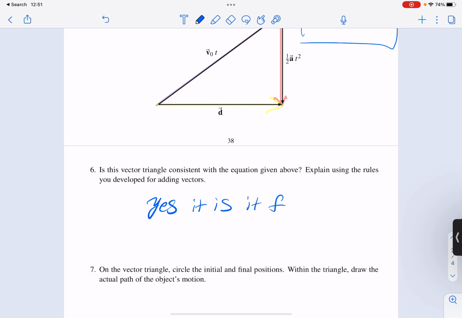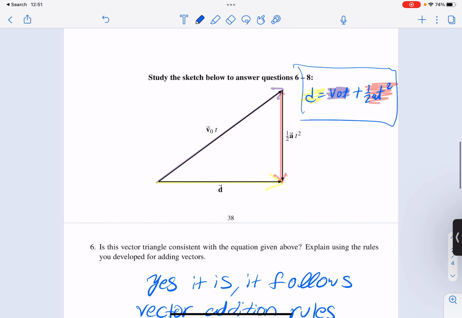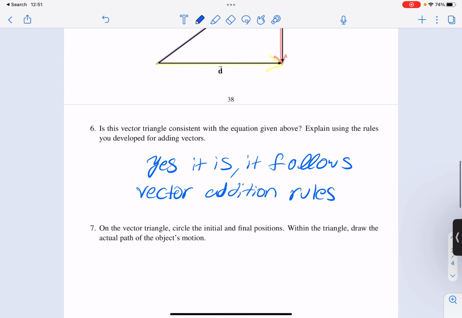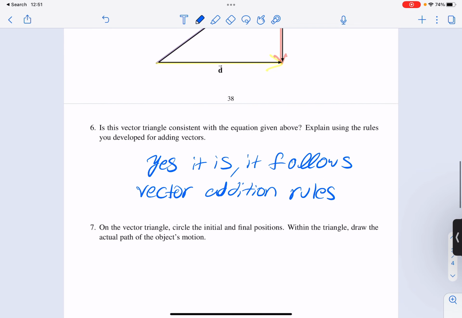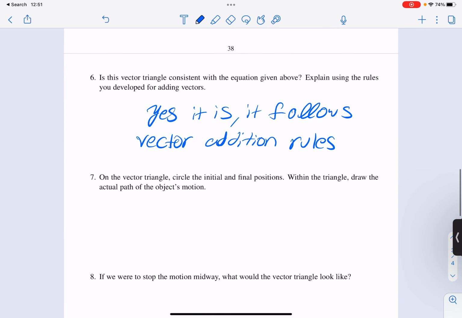It follows vector addition rules. So we're adding three displacement vectors using our vector addition rules. On the other vector triangle, circle the initial and final positions, and then draw the actual path of the object motion.